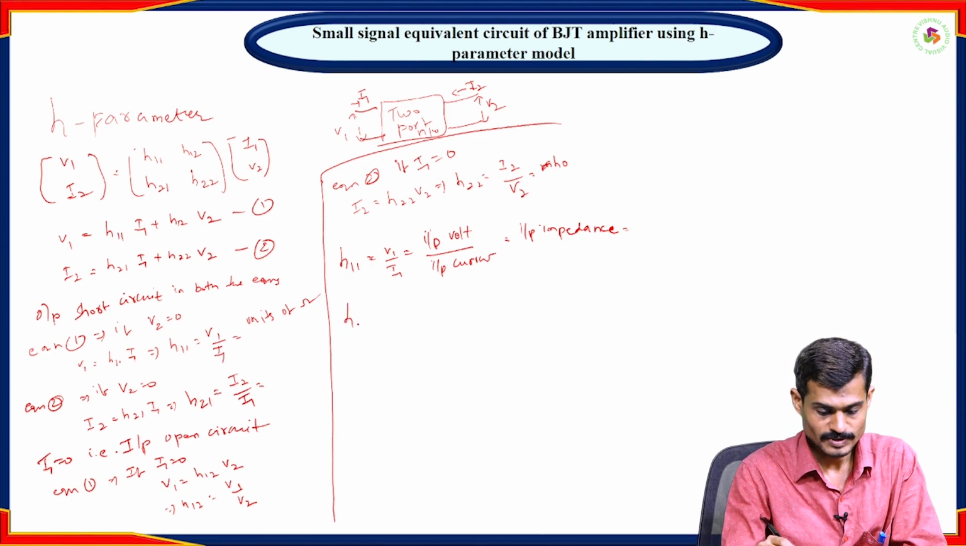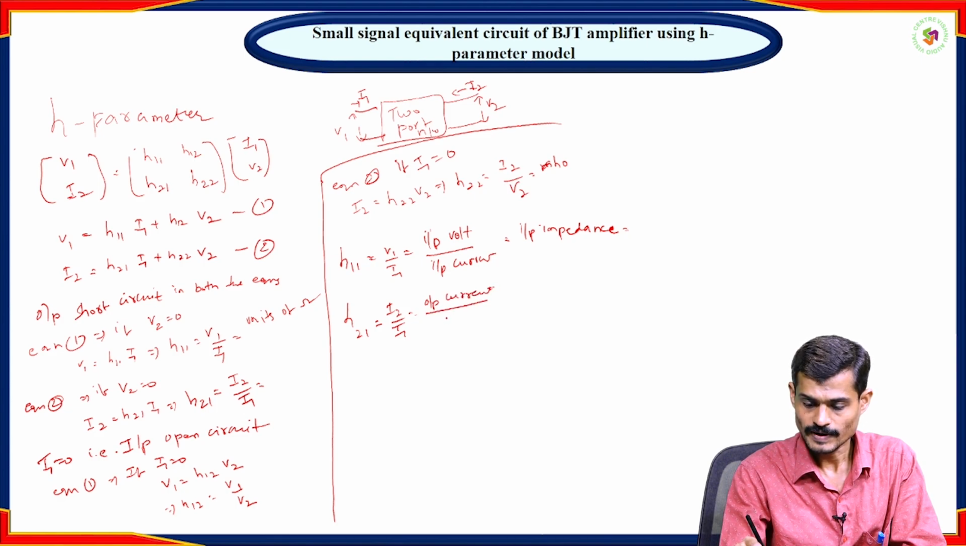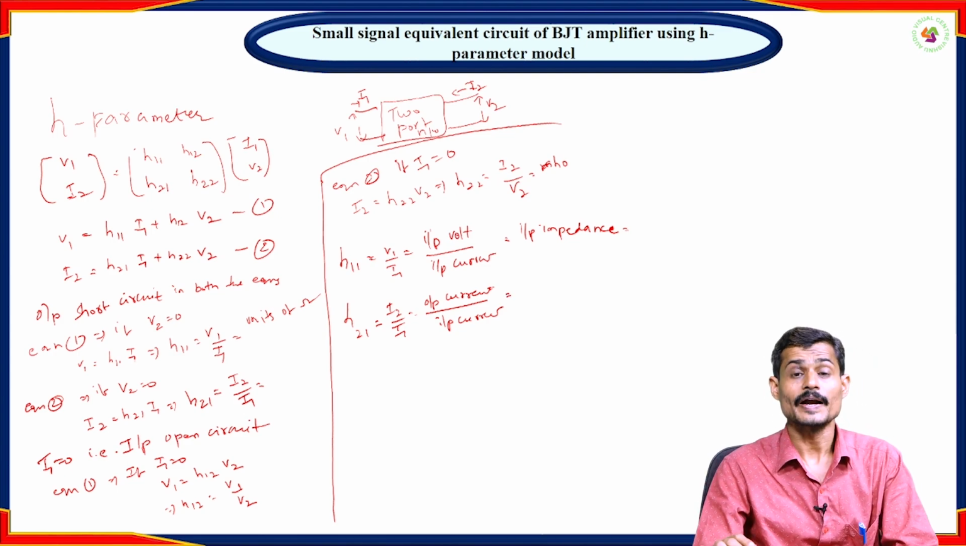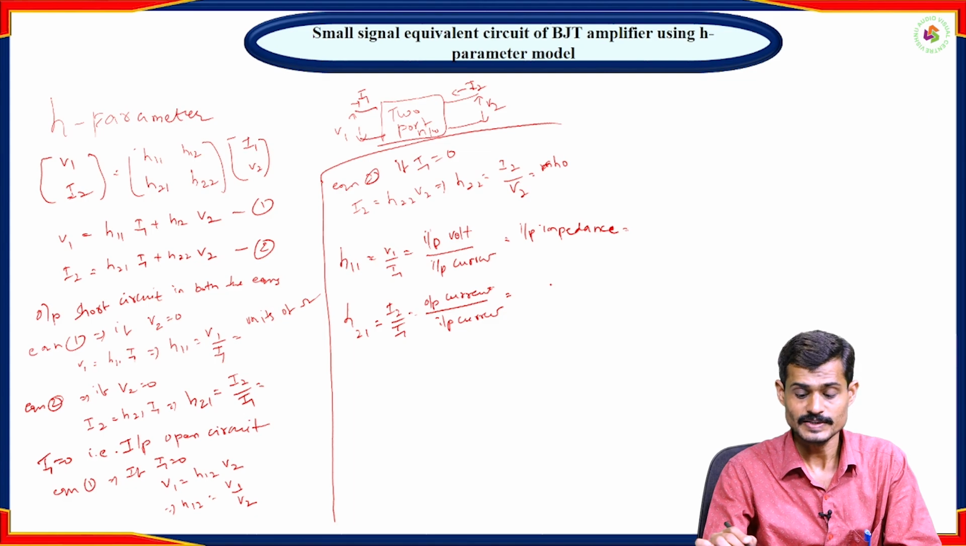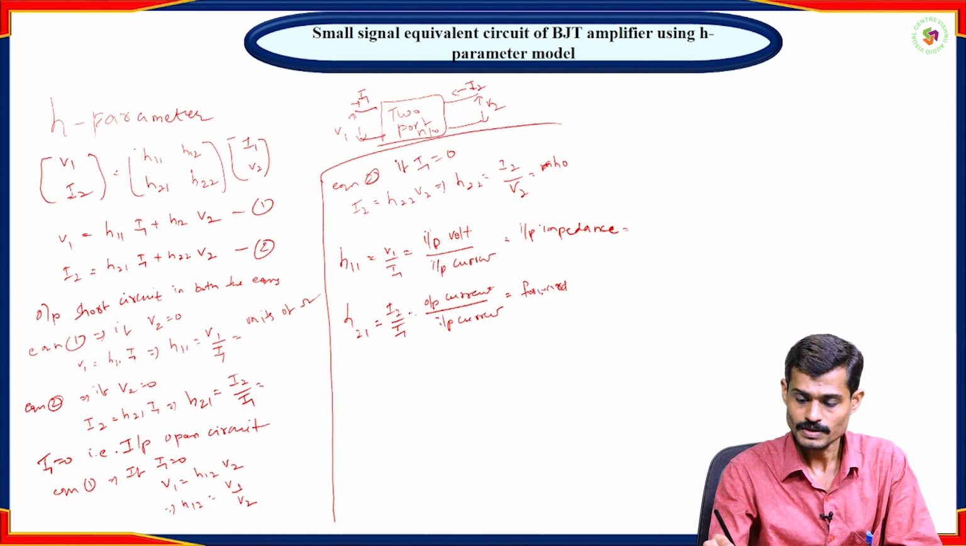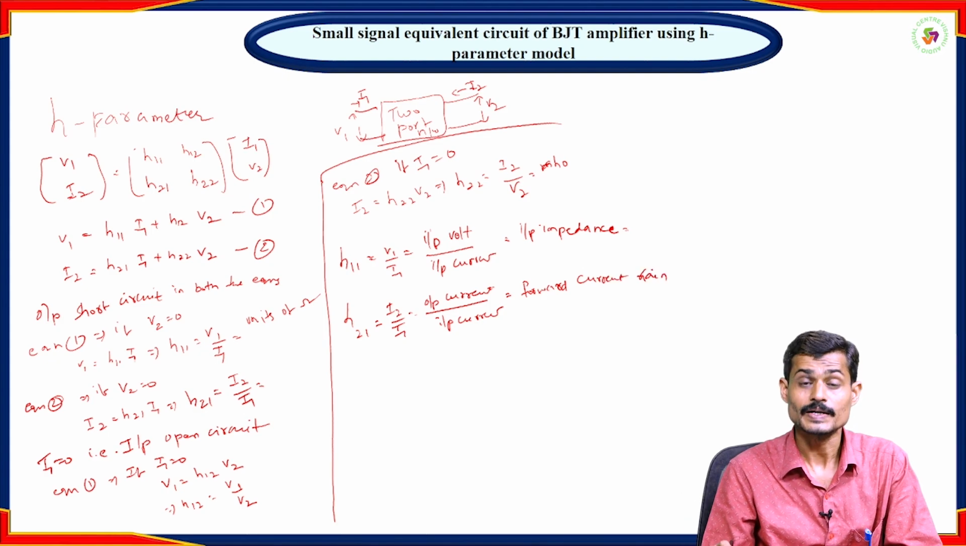Similarly, H21 equals I2 by I1. I2 is the output current, divided by the input current. So, the ratio of output current to input current is nothing but gain. Output by input is called gain, and here it is output current by input current. It is represented as forward current gain.